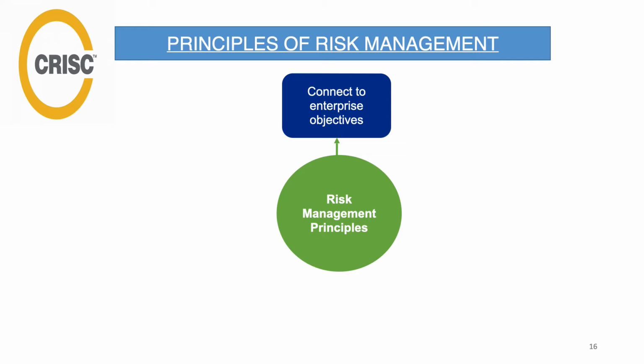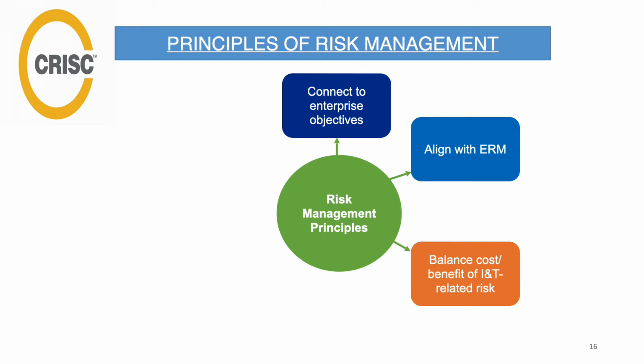So there are six steps of the principles of risk management. The first, connect to the enterprise objective. In this, connect the mission or the company goal to the risk management connected to IT. Second, align with ERM, enterprise risk management. Whenever possible, integrate ERM into the management of IT related business or mission risk. Balance cost and benefit of IT related risk. In this, balance the advantages and disadvantages of the risk management connected to IT.